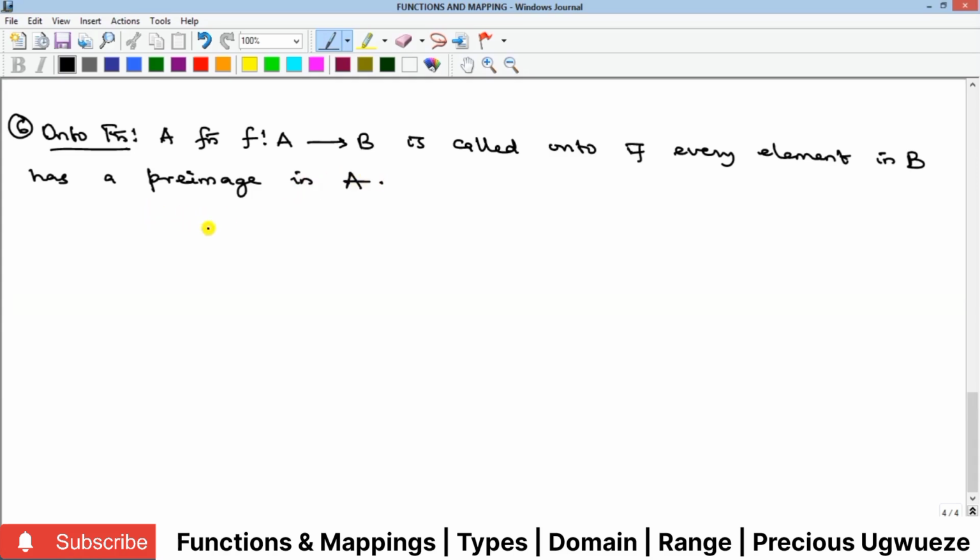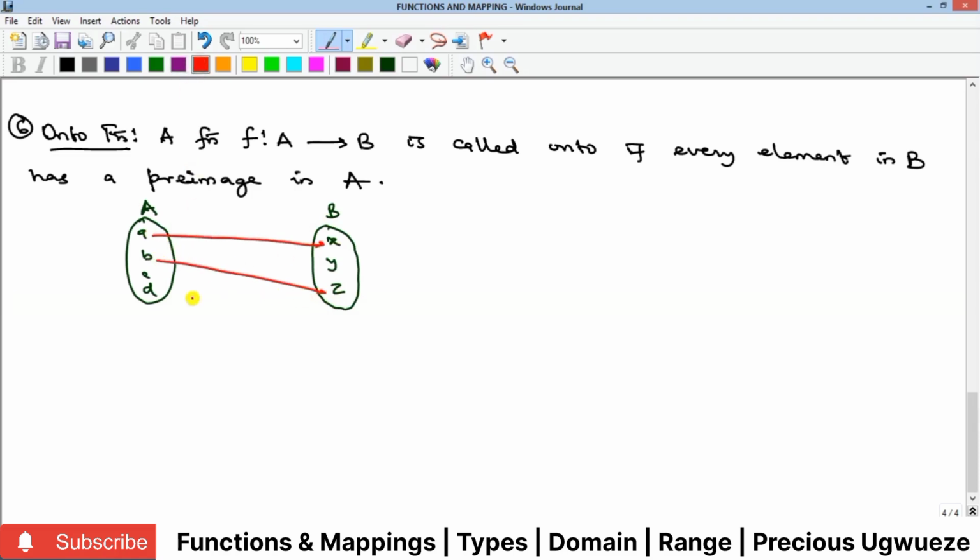All right. So a function f going from A to B is called an onto function if every element in B has a pre-image in A. So what that means is that if I have a set here, A, and then a set B, the element A here is mapped to X, and B is mapped to Z, and let's say D is mapped to Y.